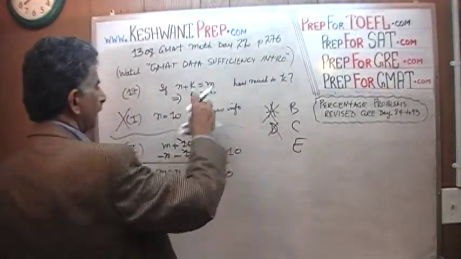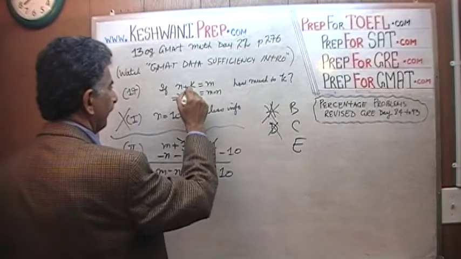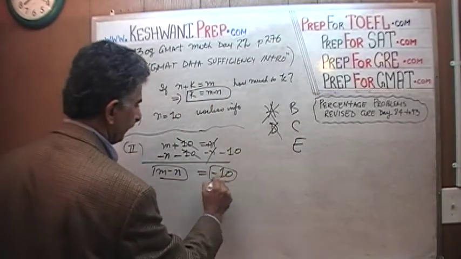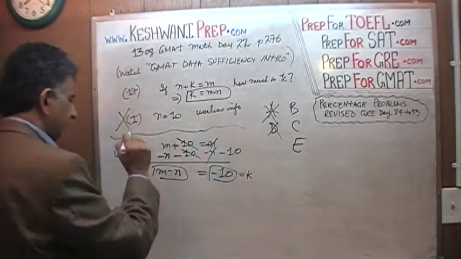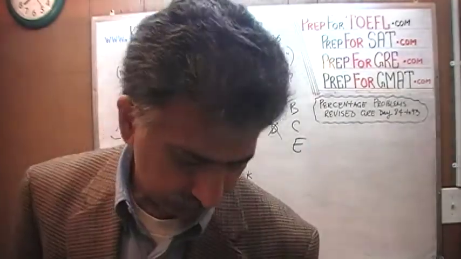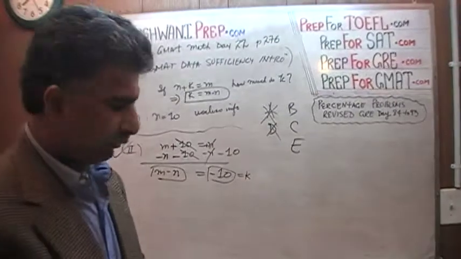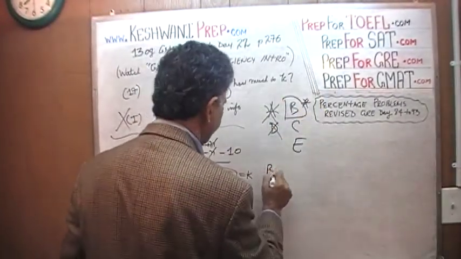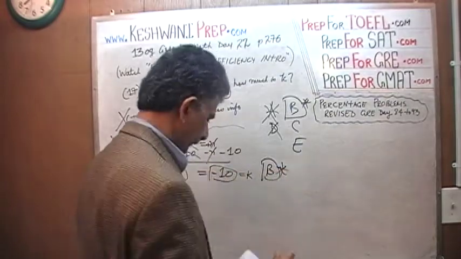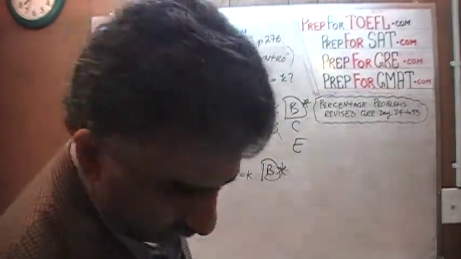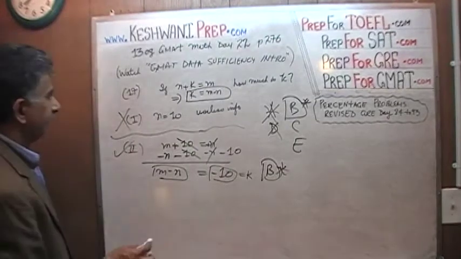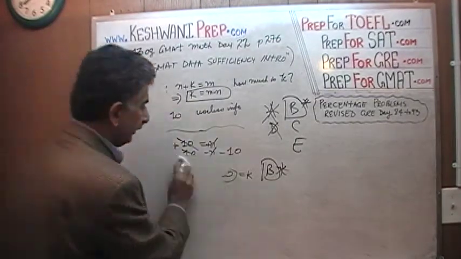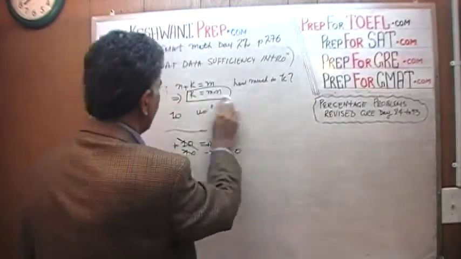K equals m minus n. And we just found that m minus n equals negative 10. Therefore, the k must be negative 10. So second statement is enough. Second statement does enable us to answer the question. Second statement works. Therefore, the answer is B. That's it. Let's work on the next one, number 18. The first statement by itself did not do anything, but second statement was actually very straightforward.